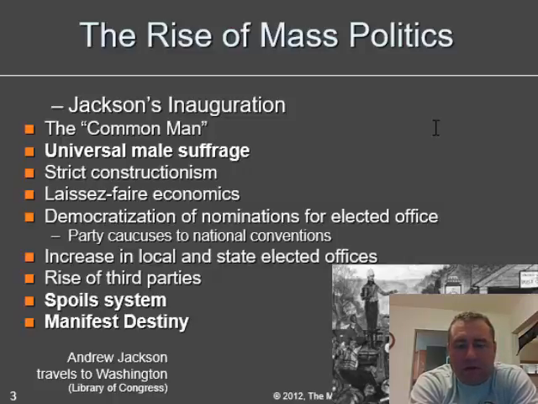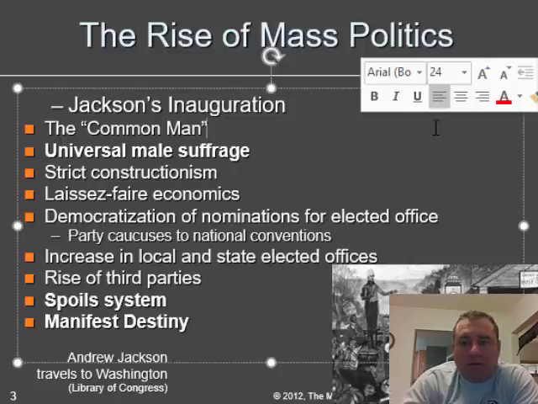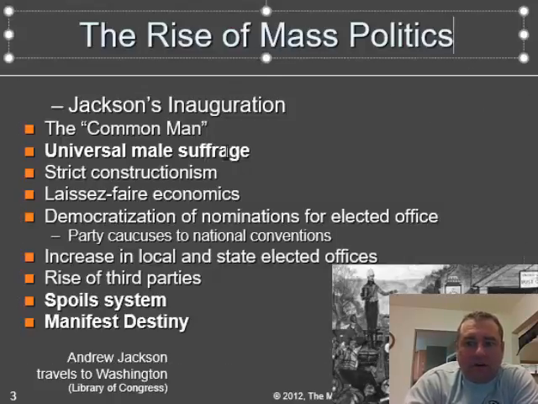So while this was going on everywhere, women could not vote. That was still very much the policy around the country during Jackson's tenure.